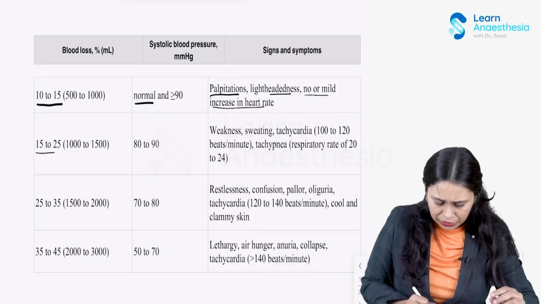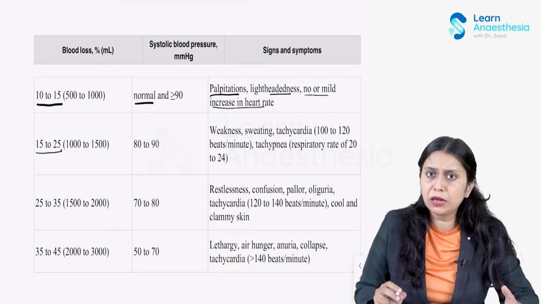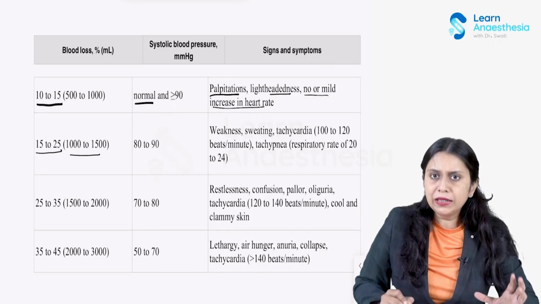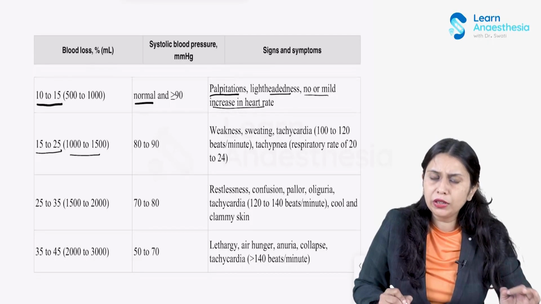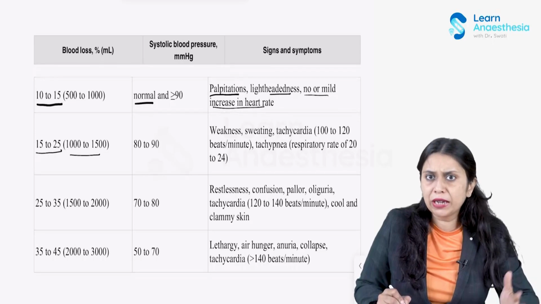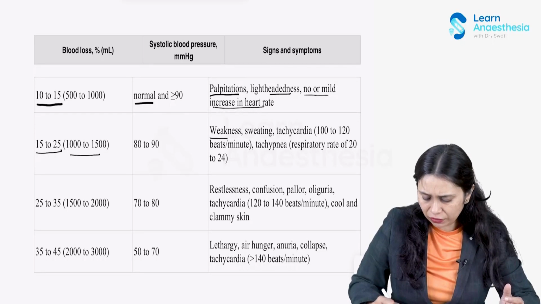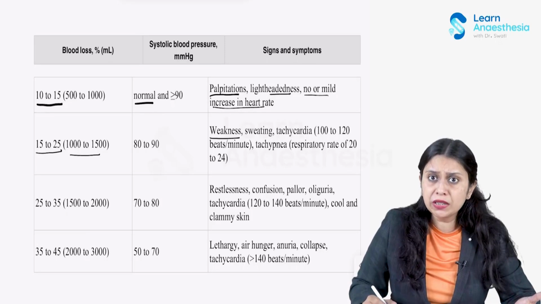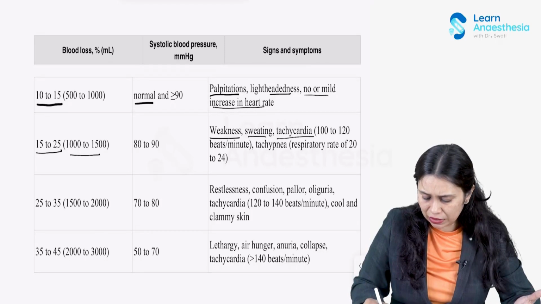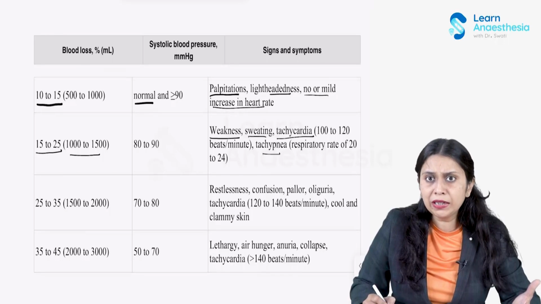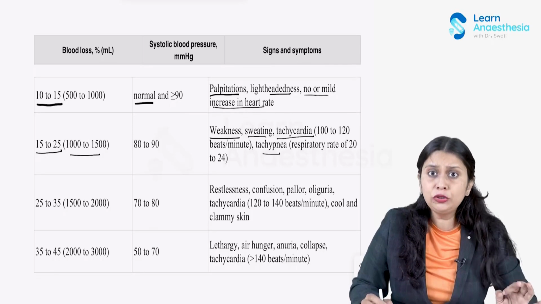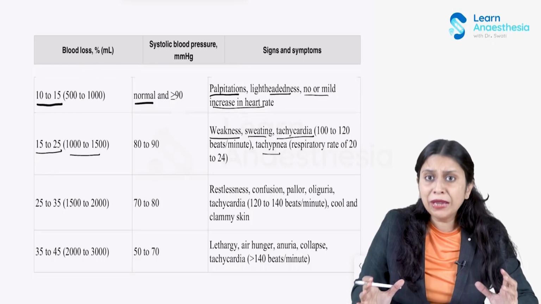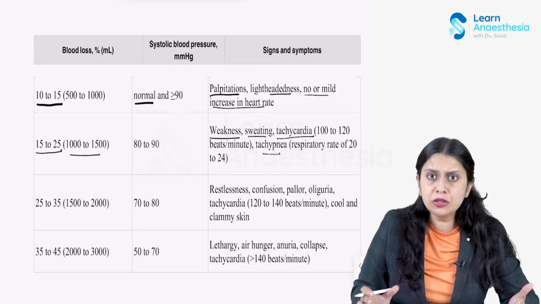Then if it is 15 to 25% of the total blood volume loss, that is from 1 to 1.5 liter, then the systolic blood pressure would start falling. It would be, let's say, between 80 to 90 mm of Hg. Patient will complain of weakness. She will have signs and symptoms of increased sympathetic stimulation like sweating, tachycardia, tachypnea, right? And here we have to start our vigorous resuscitation. These young patients we may lose if proper resuscitation is not done.